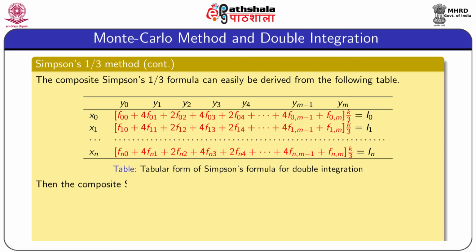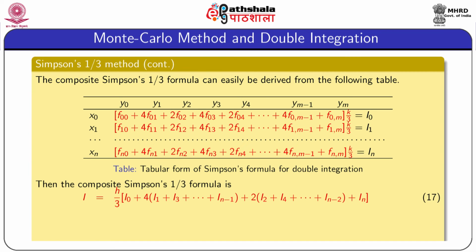So, using this notation we can write the composite Simpson one-third formula as I equal to h by 3 into I0 plus 4 into (I1 plus I3 plus dot dot dot plus I(n minus 1)). That means all the odd suffixes of I are multiplied by 4, plus 2 into (I2 plus I4 plus dot dot dot plus I(n minus 2)). That means the sum of all I's with even suffixes are multiplied by 2, plus In.